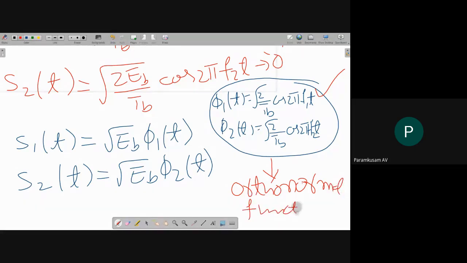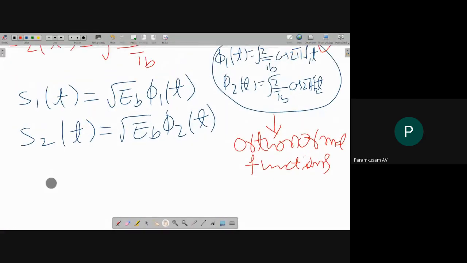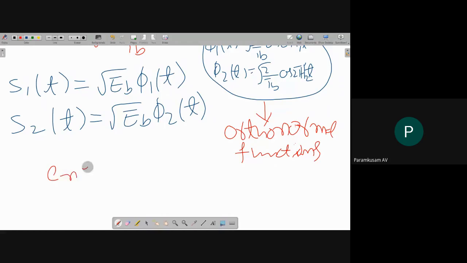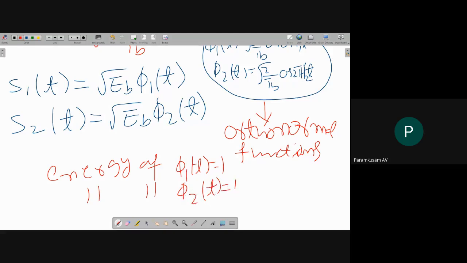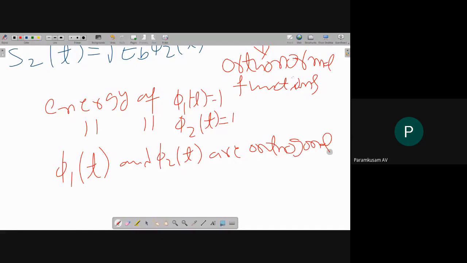Orthonormal functions. I also told you why they are called orthonormal functions. Why are these two called orthonormal functions? The energy of phi 1 of t is equal to 1. Okay, that is normal. Similarly, the energy of phi 2 of t is also 1. And phi 1 of t and phi 2 of t are orthogonal. That is, integration 0 to Tb phi 1 of t into phi 2 of t dt is equal to 0.